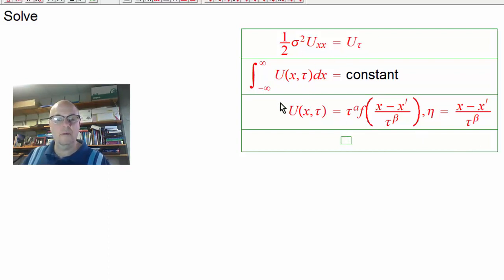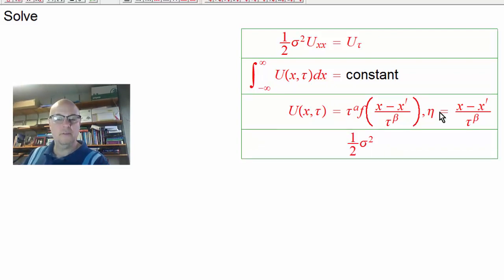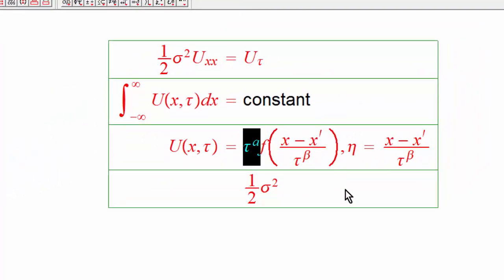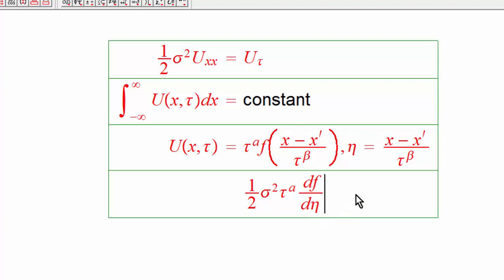So I need to then sub my solution into this partial differential equation. So I need the derivative with respect to x twice. Well, when I differentiate this with respect to x, there's no x in that tau to the a, so it stays the same. If I differentiate with respect to x, it's going to be the derivative of f with respect to eta. Now, that's not a partial derivative, that's a regular, ordinary derivative, because f is just a function of that one variable, eta. Now I need the derivative of eta with respect to x. Well, the derivative of eta with respect to x is going to be just tau to the minus beta.